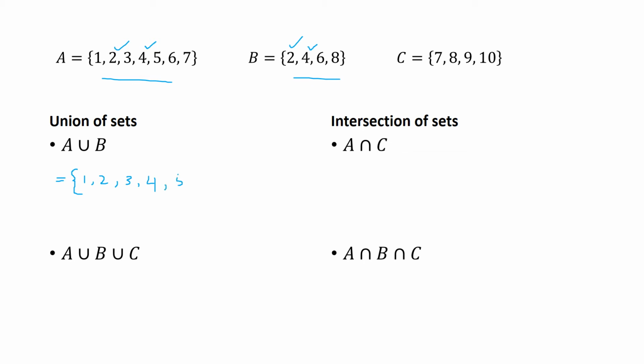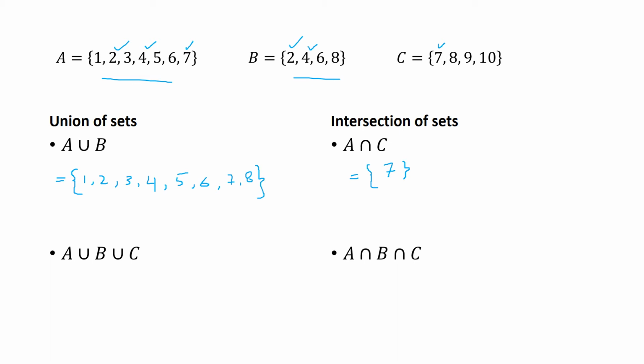5. Then 6 is two times, so write it one time, and 7 and 8. We call it union. In intersection, we just write the common elements. Like here you see 7 is common between A and C, so our only answer is 7.